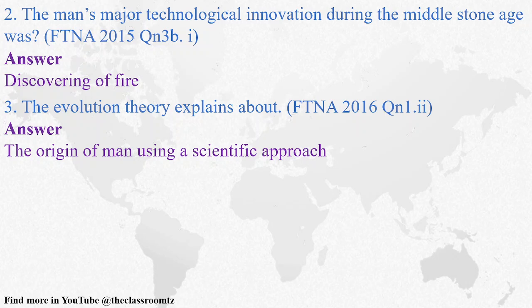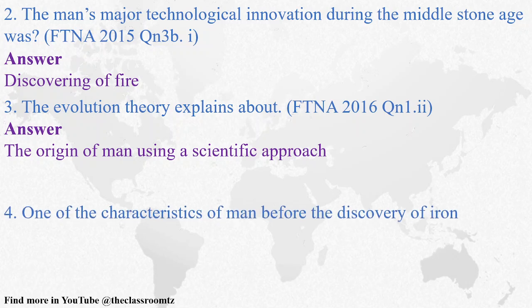That was a matching item question. Check there, question number 1, number 2. So the correct alternative was the origin of man using a scientific approach. It is explaining where man comes from in a scientific way.